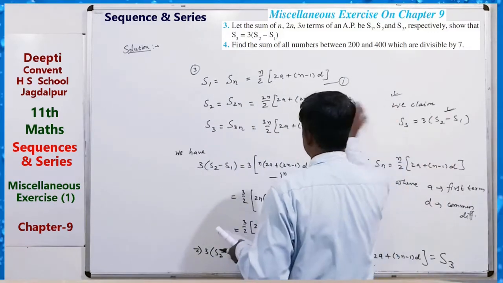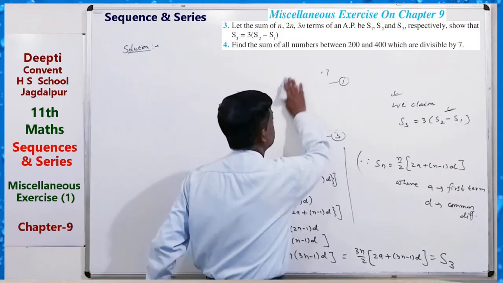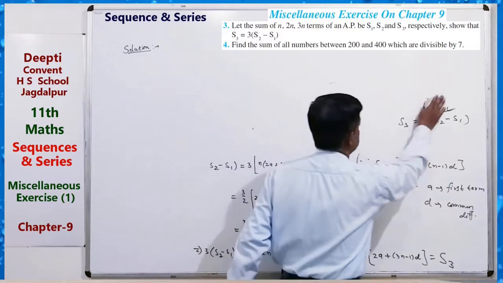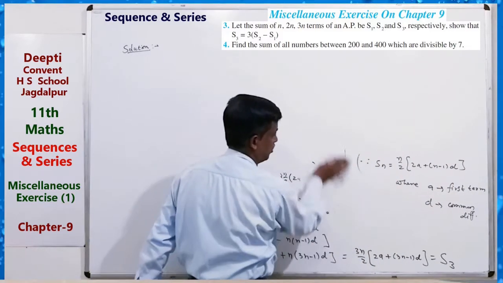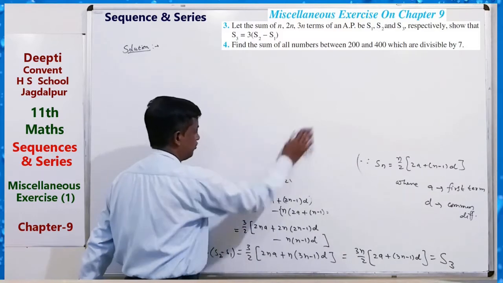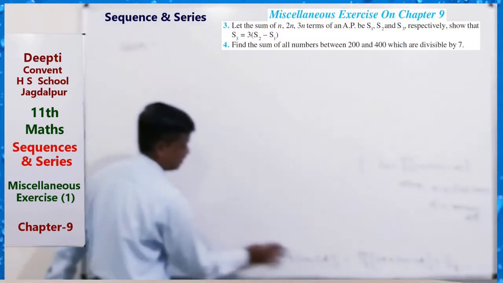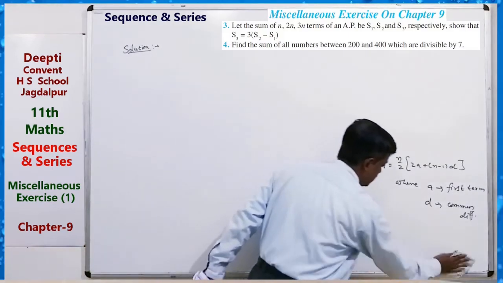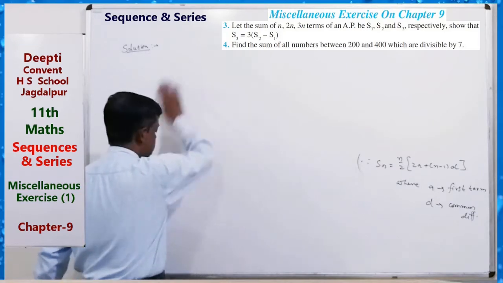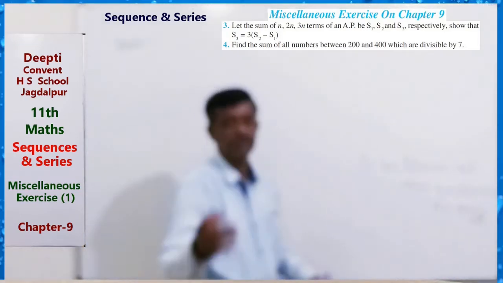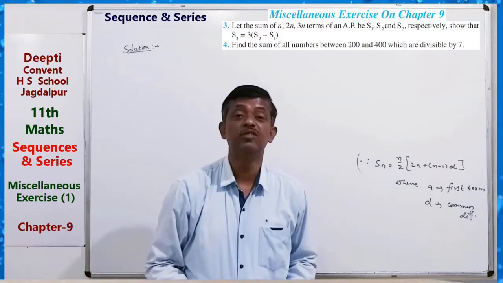Sum of all the numbers. In this type of question, you first have to find the number of terms. How many terms are there? That is n. Then you can get the sum by using this formula from AP. Clear? So here, sum of all the numbers means we use this formula, and this formula requires the value of n.